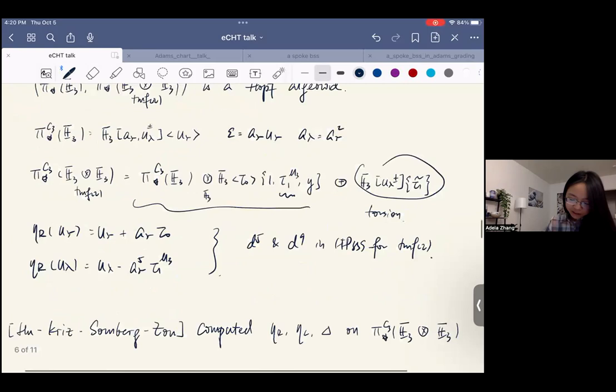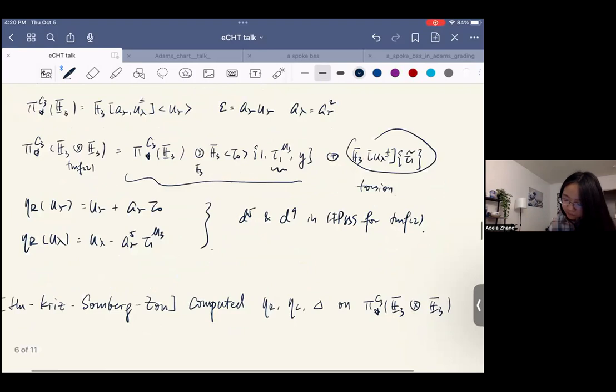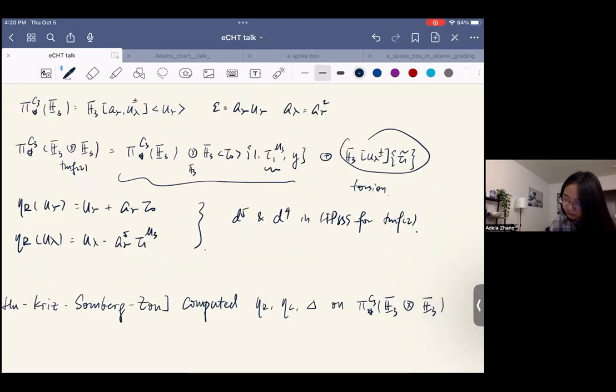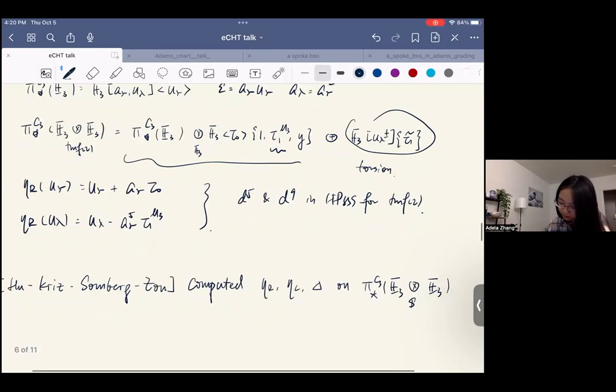Well, in fact, a while ago, Hu, Krish, Sundberg, and Zhou computed the right unit, left unit and coproduct on the RO(C3)-graded homotopy of F3 tensor F3 underlined over the TMF2 spectrum. This is not the Z-graded. So this is the C3 equivariant dual Steenrod algebra. And there's a map to the C3 homotopy of F3 tensor F3 over TMF2. That's almost surjective. It almost hits everything. And from their results, we were able to deduce all the right units, left unit, and coproduct.